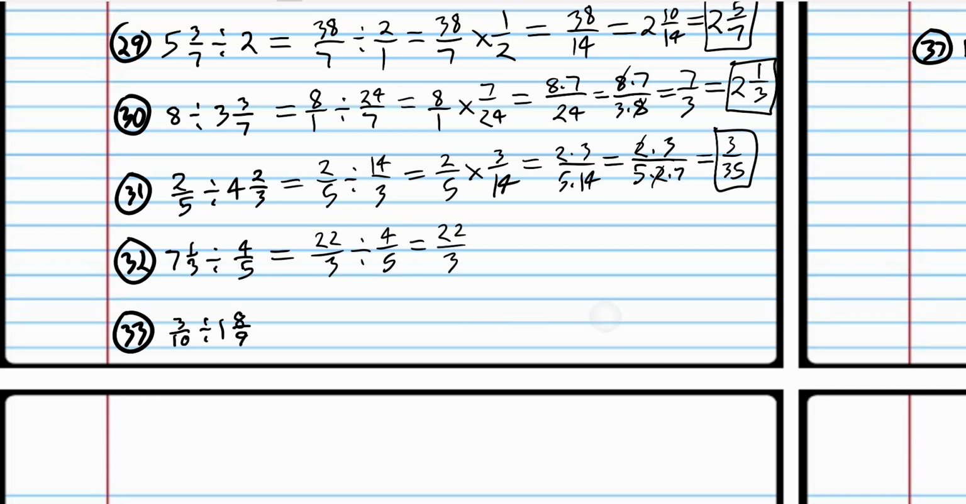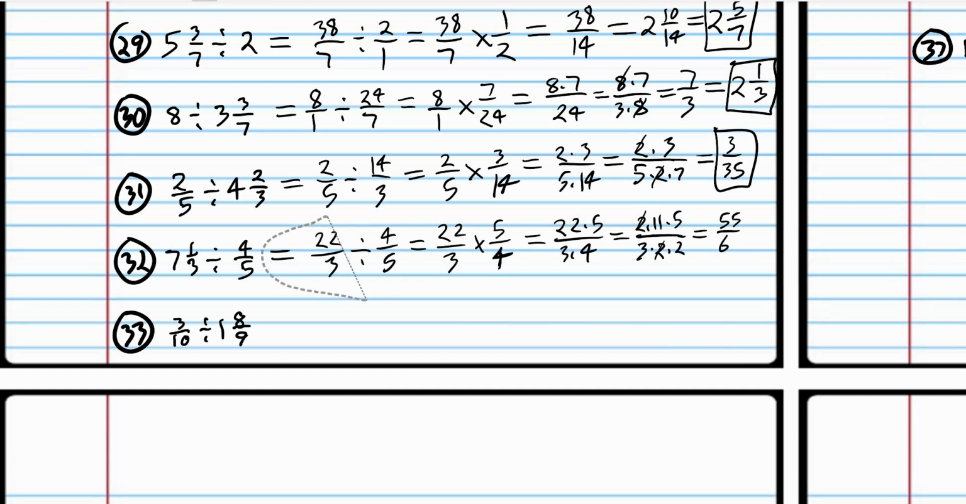Use the division algorithm. And 22, just multiply straight across. And 22 is 2 times 11. And 4 is 2 times 2. There's two 2's. There's only one 2 in the top, so only one 2 in the bottom can cancel out. 11 times 5 is 55, and 3 times 2 is 6.